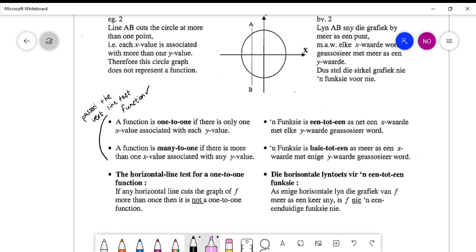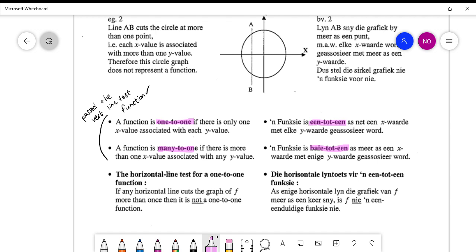So we use the vertical line test. Now we can confirm it is a function. Now we need to say what type of a function it is. So ons kry twee verskillende tipes funksies. Mens kry 1 tot 1 funksie en mens kry 'n baie tot 1 funksie. One to one or many to one.